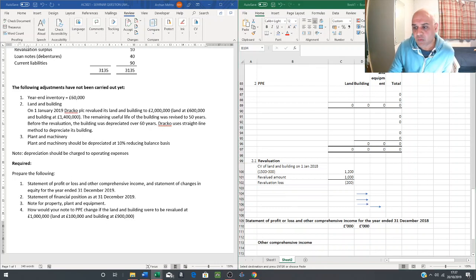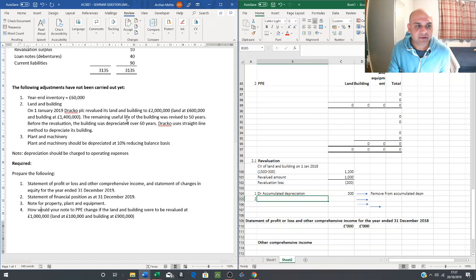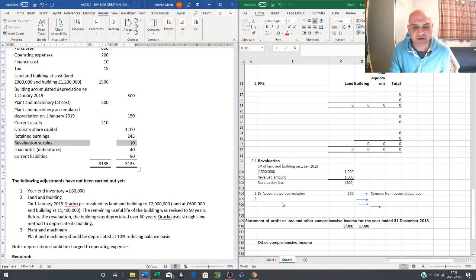So number one, in terms of double entry, remember what that is? I think you should. Accumulated depreciation account. Okay, write it off. We don't want it. So that goes. Then second is, how much do we have in the revaluation surplus at the start? If you scan the trial balance, you'll see that there is already 10,000 sitting there, so we have to use that first. Okay, so let's use it up.